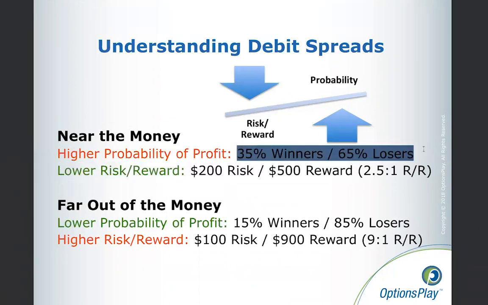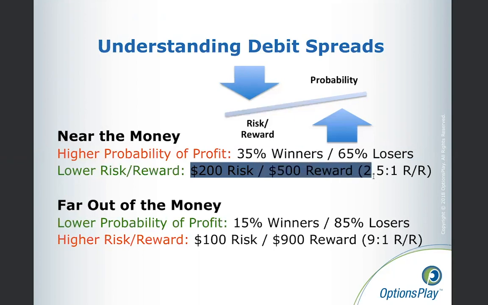So on a lot of debit spreads where you're trading near the money strikes, we'll see probability of profit around 35, 40%, which is usually normal. And what you're typically doing is risking roughly, let's say, $200 to try to make roughly $500. So about a 2.5 to 1 risk to reward ratio. That's typical of what you would see on most debit spreads.